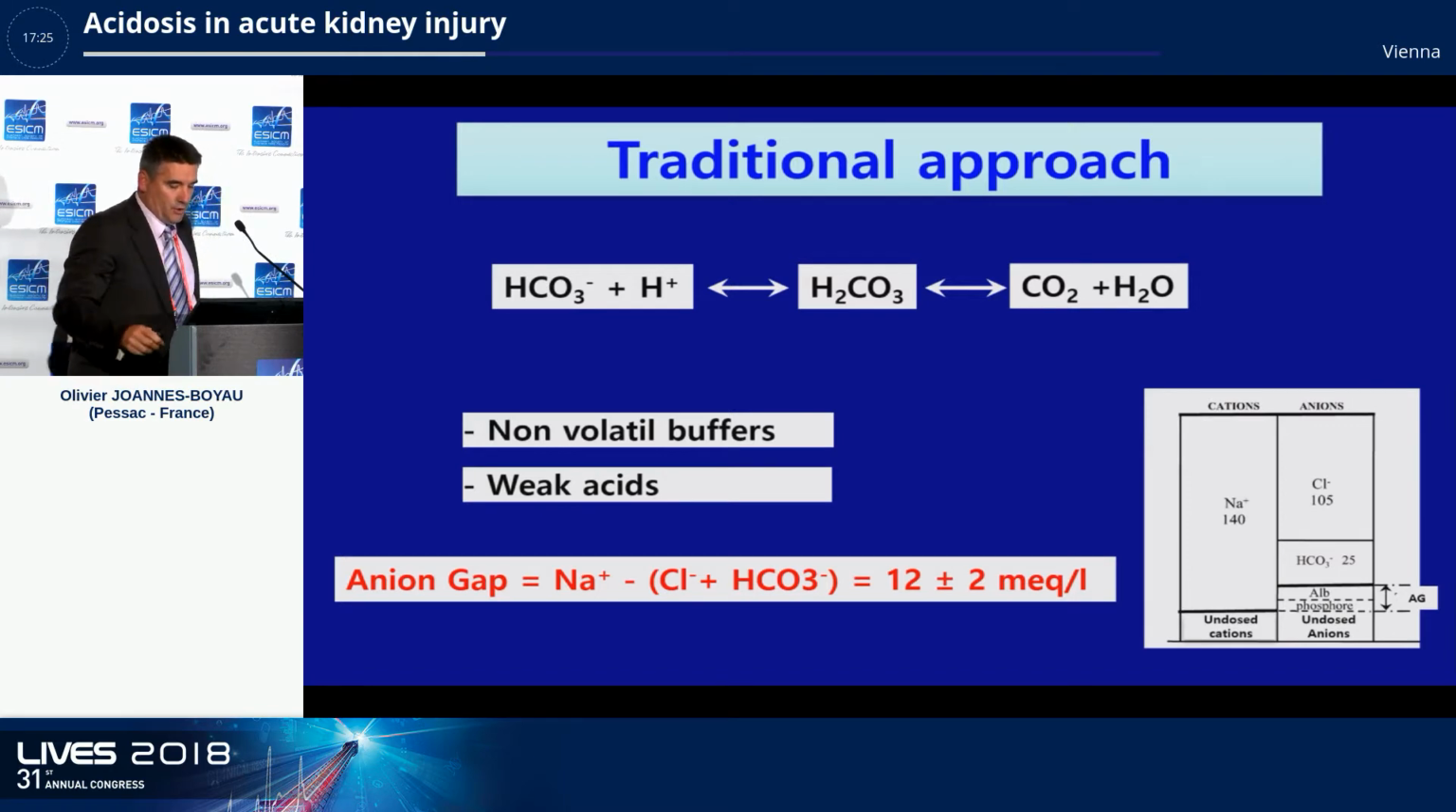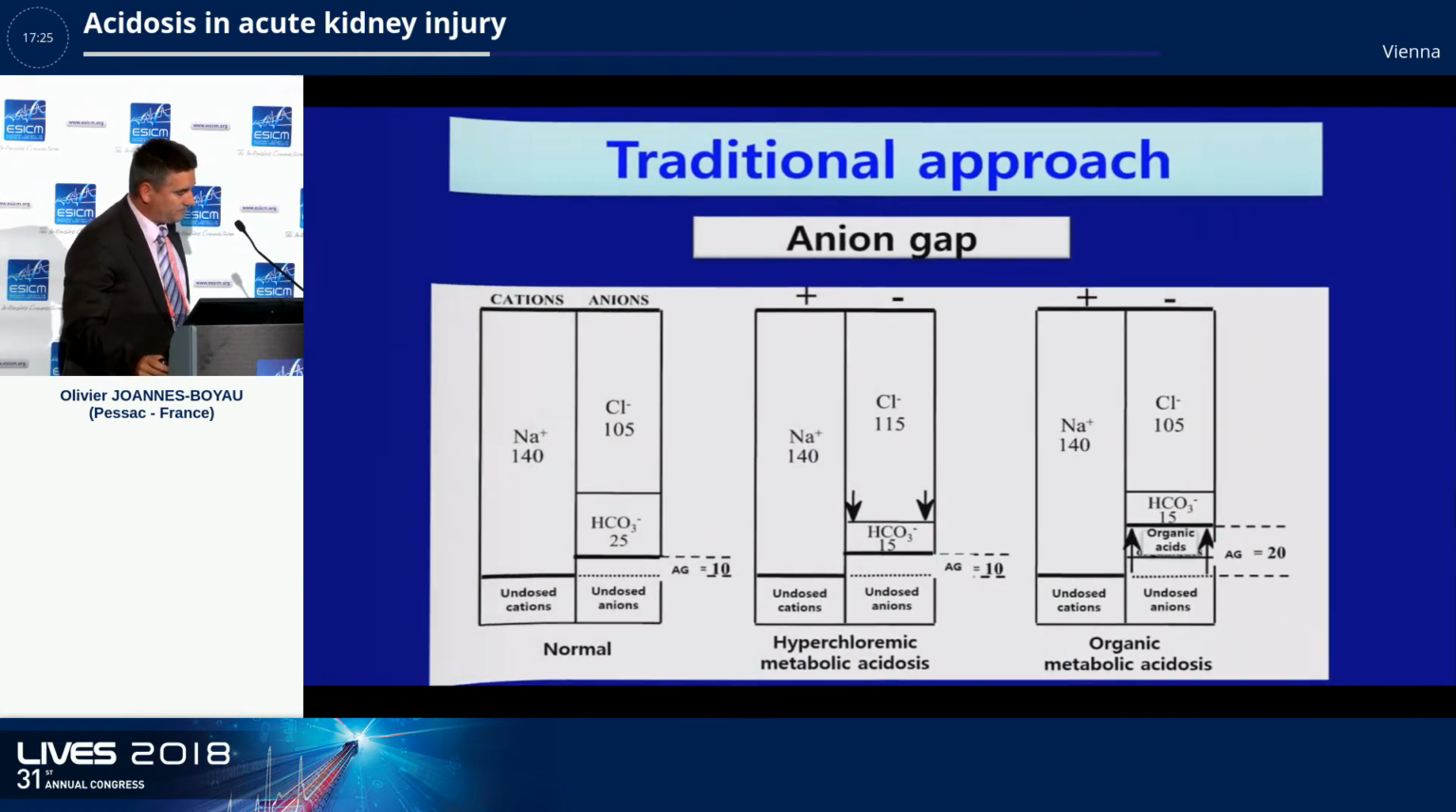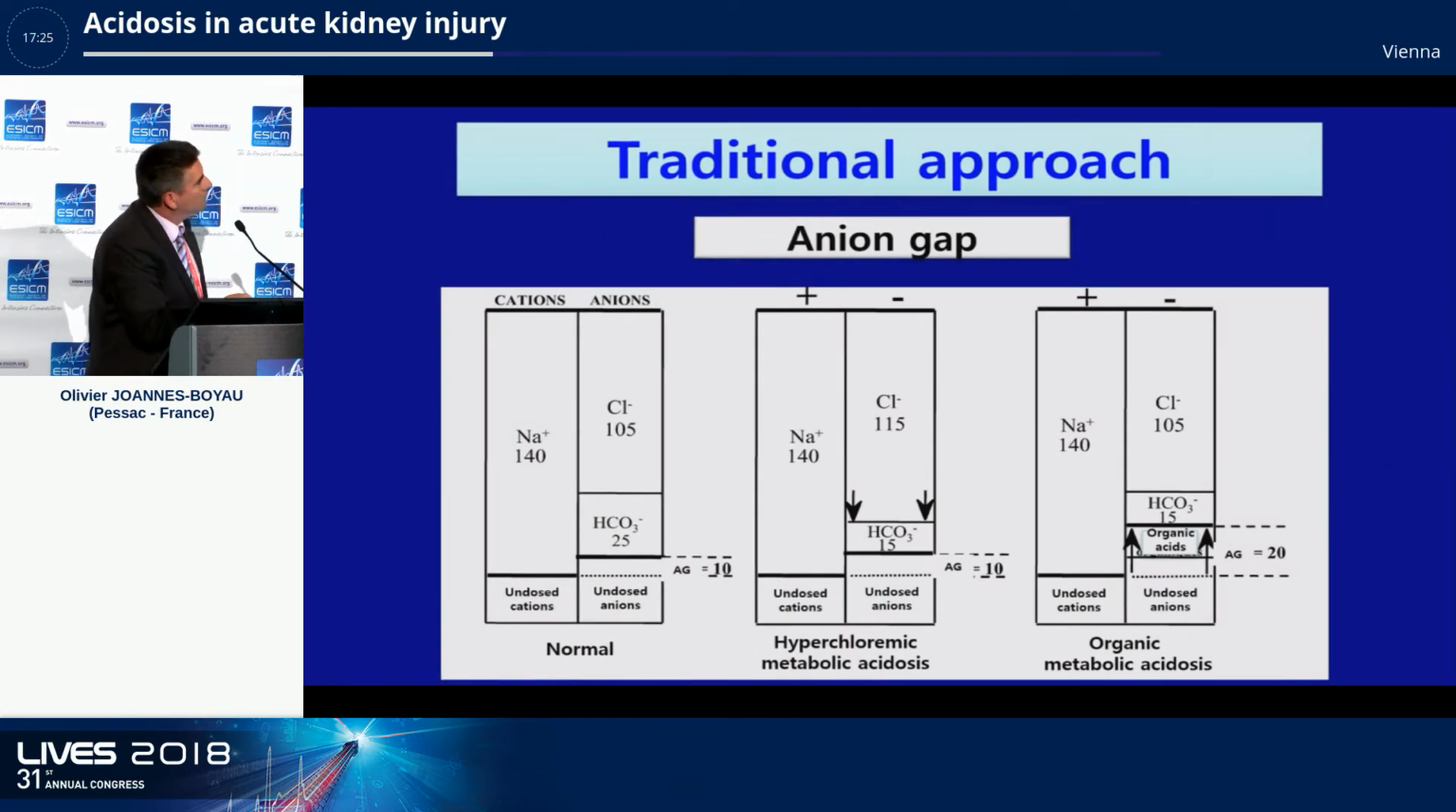Thanks to the anion gap, we can differentiate the normal situation, where the anion gap is normal, 10 for example; the hyperchloremic metabolic acidosis, where the anion gap remains normal at 10 because it's a mineral metabolic acidosis; and the increase in organic acids or unmeasured anions that cause an organic metabolic acidosis with an increased anion gap.